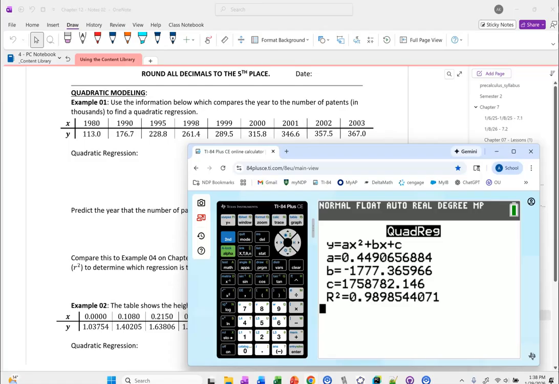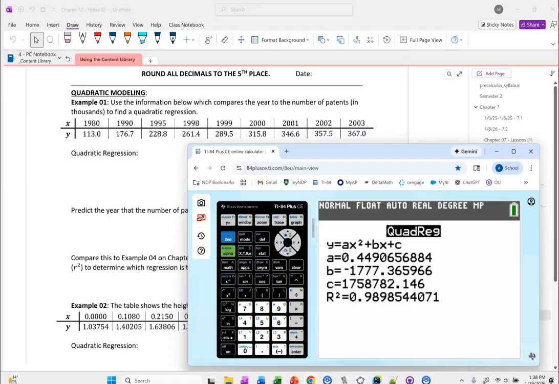So you don't do anything with R squared? Not yet. Hold on. That is how we write our answer for the quadratic regression. That is our regression equation, right? The directions tell you to round to a decimal point. If it doesn't tell you to round, don't round. Write the whole number.